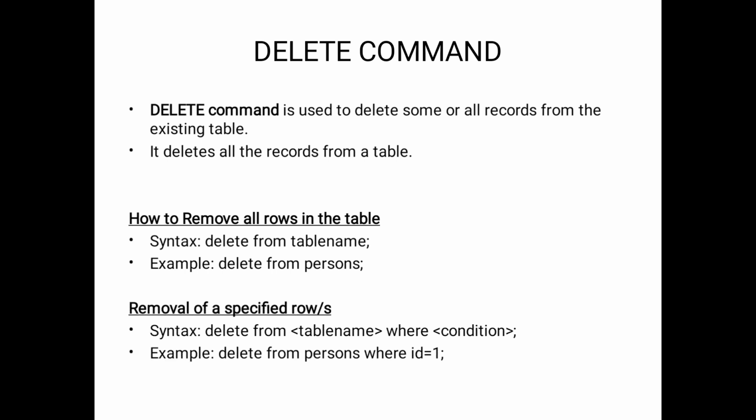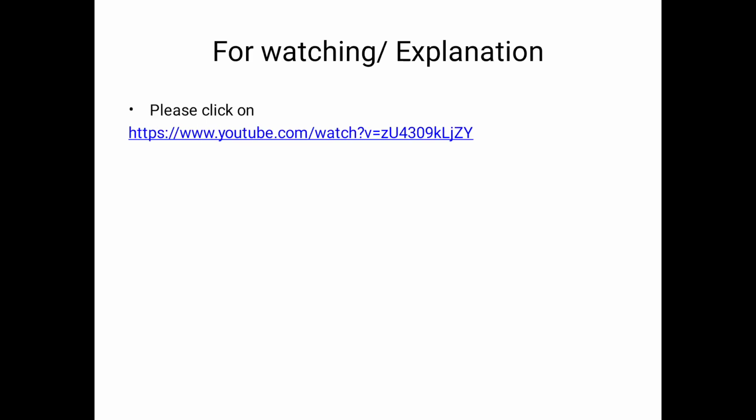Removal of a specified row. If I want to remove not all the rows, only a specified row, then we need to have an identity number to identify a single record, and based upon that we can delete. So DELETE FROM table name WHERE condition, because this condition specifies which record we need to delete. See the example: DELETE FROM persons, where persons is the table name, WHERE ID equal to 1. The record whose ID is 1 will be deleted. So this is the use of delete.